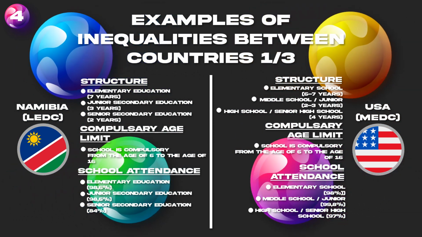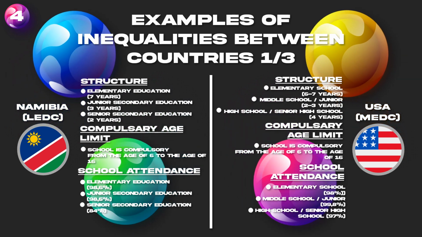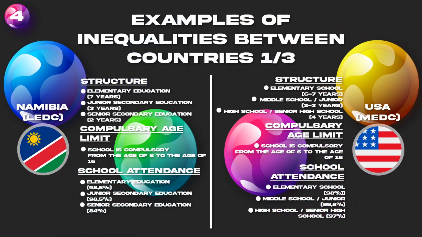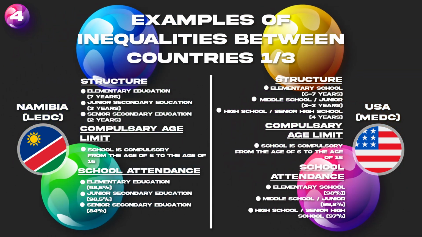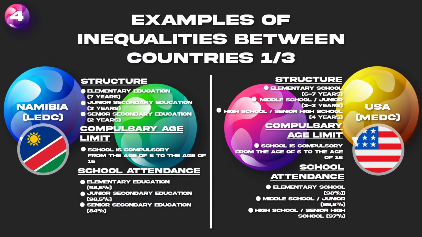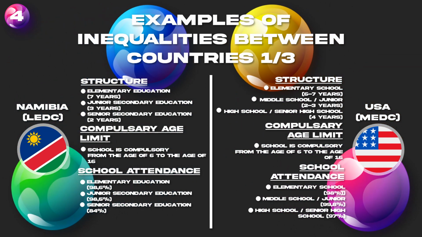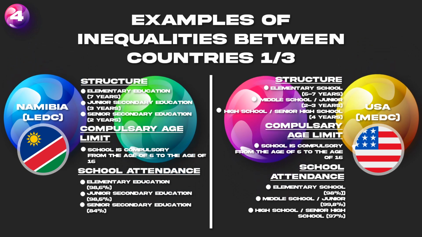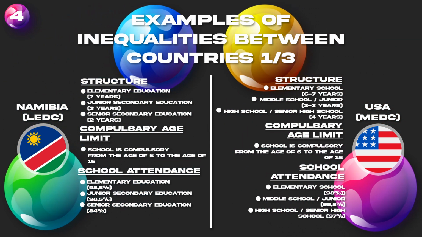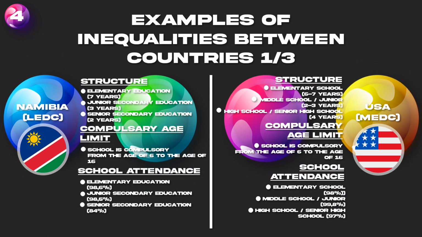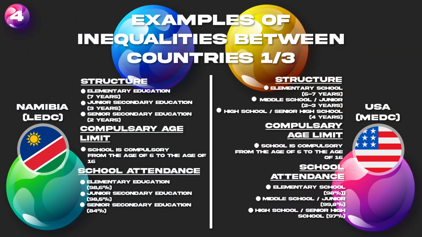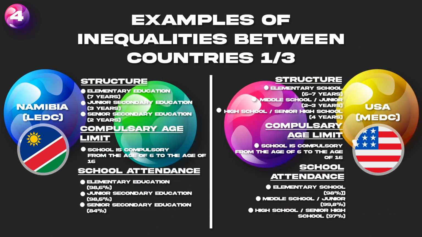Namibia has 7 years of elementary education, 3 years of junior secondary education, and only 2 years of high school. In comparison, USA has only 6 years of elementary school, 3 years of middle school, and 4 years of high school. In both countries, school is compulsory from the age of 6 to the age of 16.